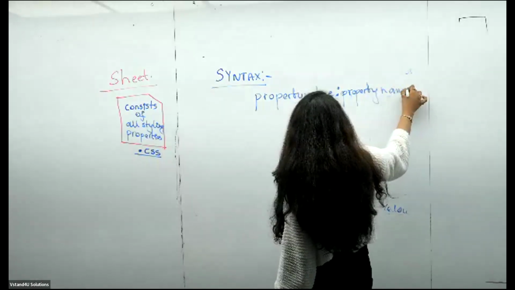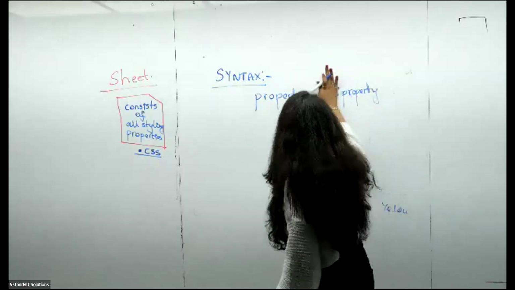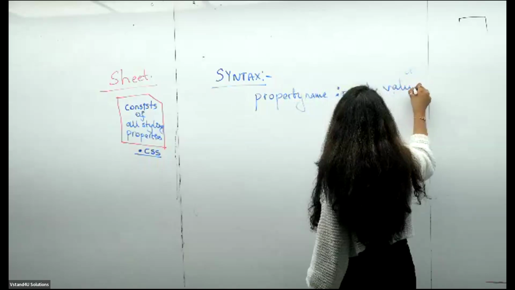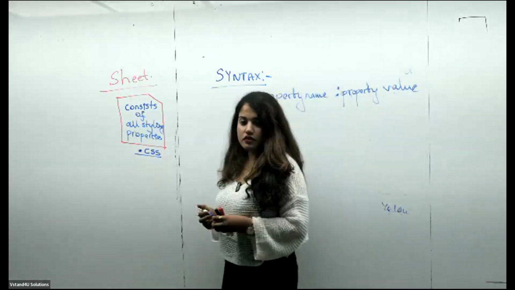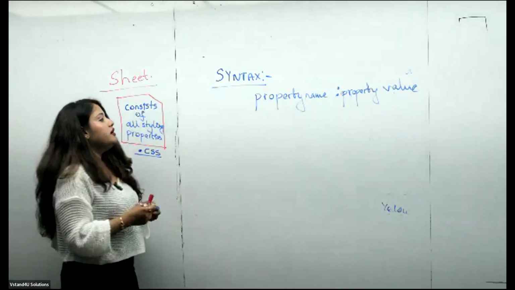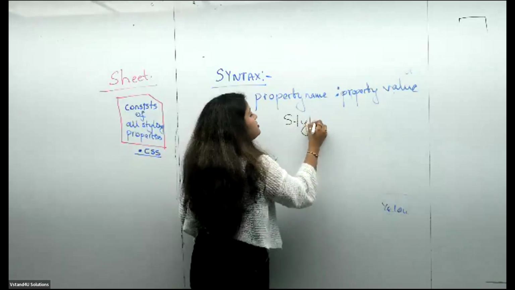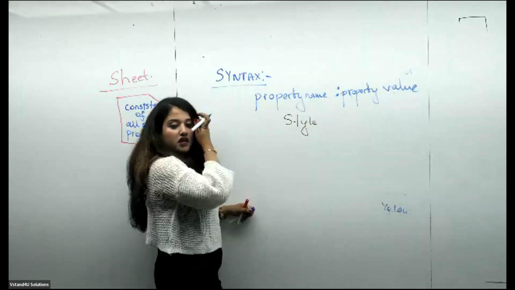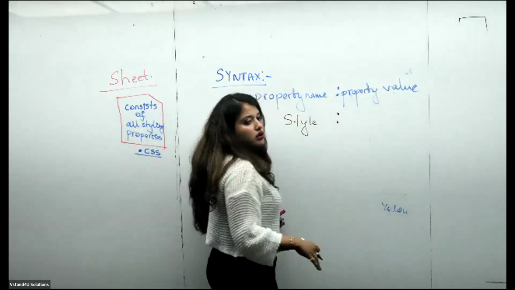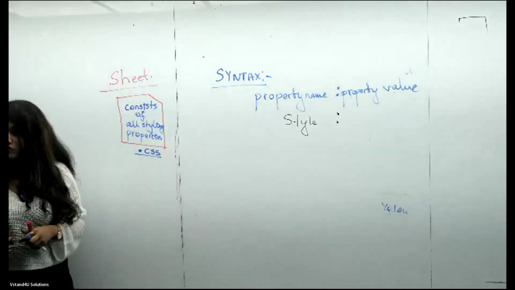Do you people remember this? Yes or no? Hey guys, if I wanted to change the color, I will be using the attribute called style. That is nothing but your property name. And you give some value to it, no? That is nothing but the property value. Yes or no? Any doubt?